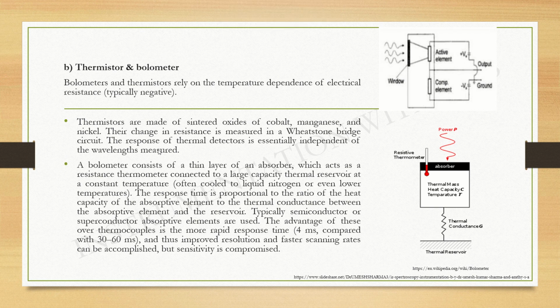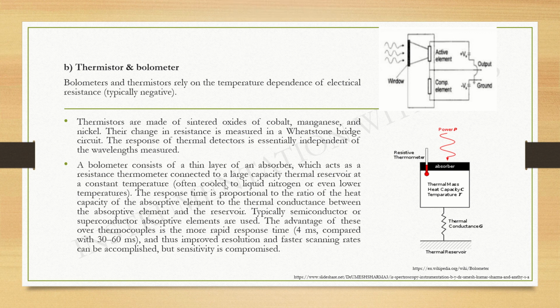Next is thermistor and bolometer. Both of these detectors rely on the temperature dependence of electrical resistance. Negative coefficient of resistance, basically, that is, the resistance will decrease with the increase in temperature. As we all know, to measure the resistance, the most preferred choice is the Wheatstone bridge. So in thermistors, sintered oxides of cobalt, manganese or nickel are used with a Wheatstone bridge.